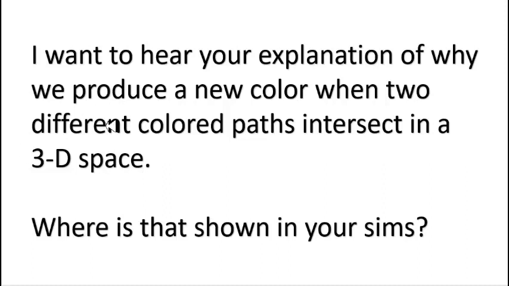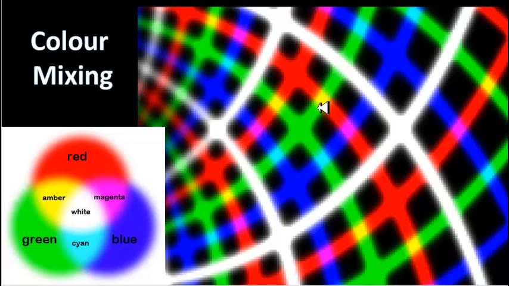But he wants to know why you get two new colors when the paths intersect, and where is this shown in the Sims. So I'm going to show you where it is in the Sims, and then I'll explain it. Here in the Sims, you see that when a blue line crosses a green line, you get a cyan color, and when the red crosses the blue, you get a magenta color, and when the red crosses the green, you get a yellow color.